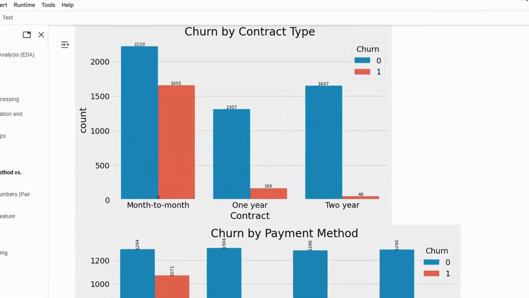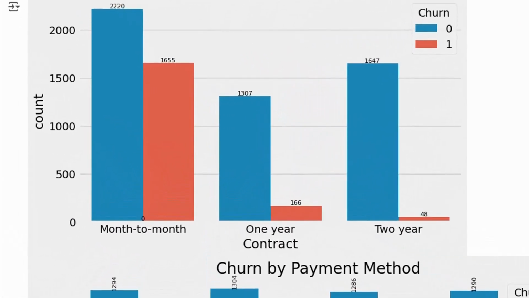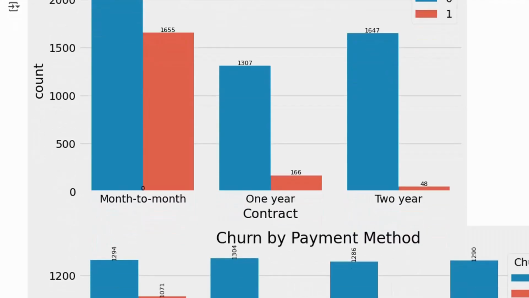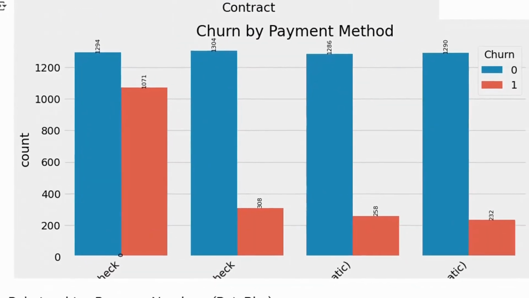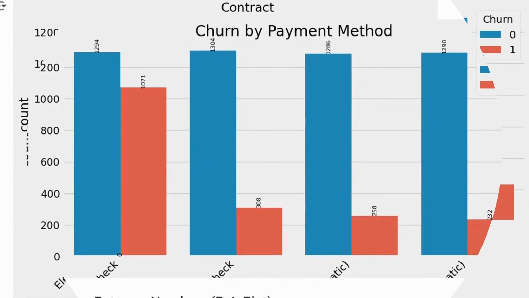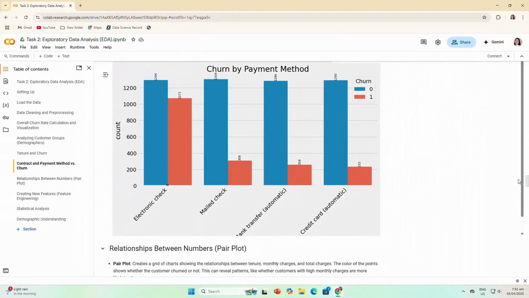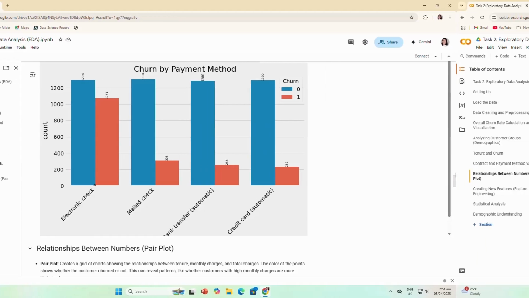Next up, how do contract types and payment methods affect churn? Contract type. Month-to-month contracts show the highest churn rate. On the other hand, 1-year and 2-year contracts have much lower churn rates, meaning longer commitments encourage customer retention. Payment methods. Customers using electronic checks churn the most, while those using bank transfers and credit cards have much lower churn rates. This could mean that automatic payment options encourage retention.